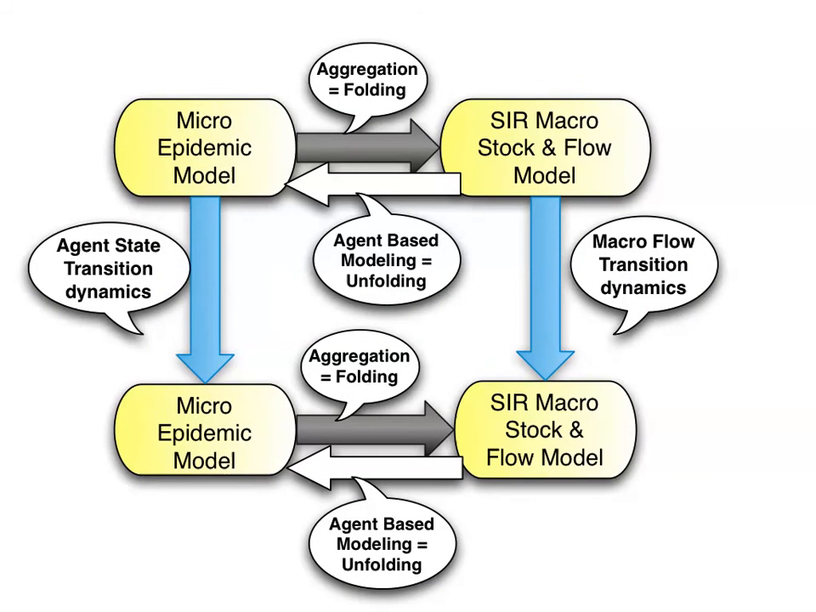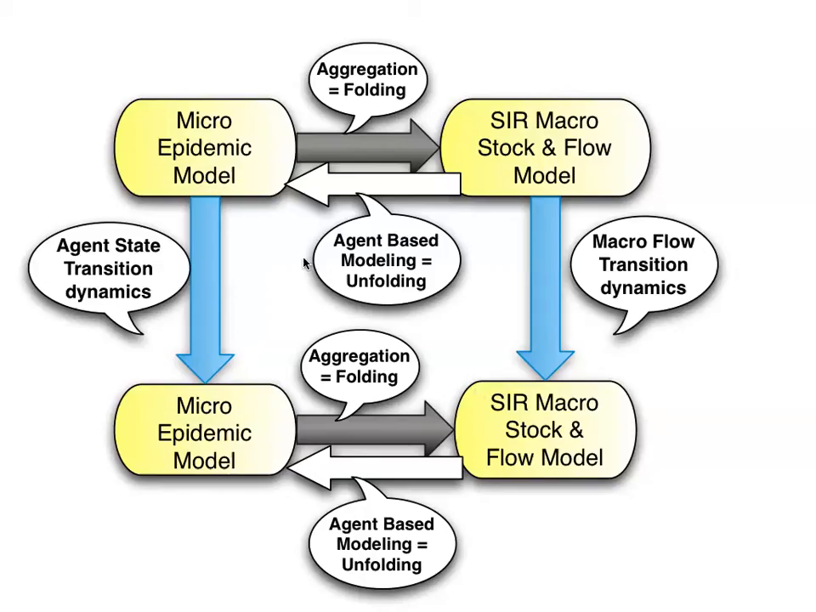So, the relation of micro model and macro model. From micro model to macro model, we say aggregation, or in other words, folding. And this is a reduction. Agent-based model construction from macro model to micro model, we say unfolding. And there are state transition and dynamical change.